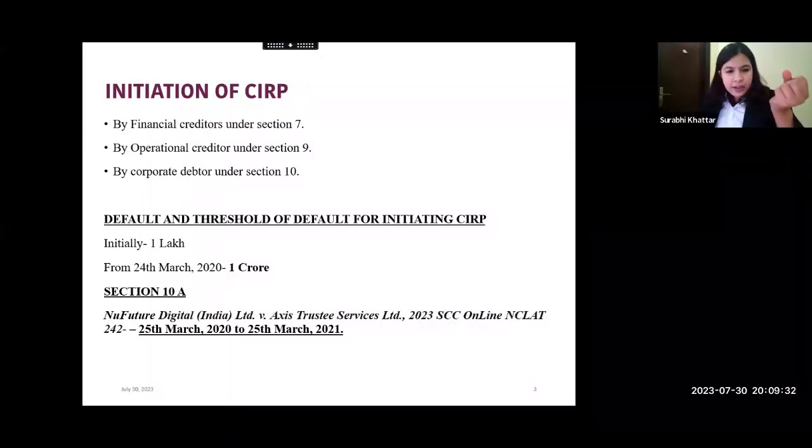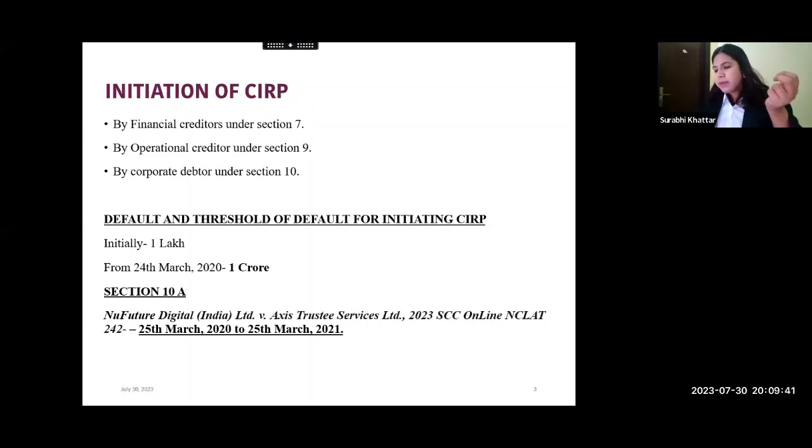For a financial debt, a financial creditor can initiate proceedings against the corporate debtor under Section 7 of the Insolvency and Bankruptcy Code. Actually, before I even come to that, I'll just tell the basic thresholds. Earlier, when the Insolvency and Bankruptcy Code was enacted, the threshold was only 1 lakh rupees. However, the threshold was thereafter increased, and the threshold now is 1 crore. So only for any debt above 1 crore can an insolvency be initiated.